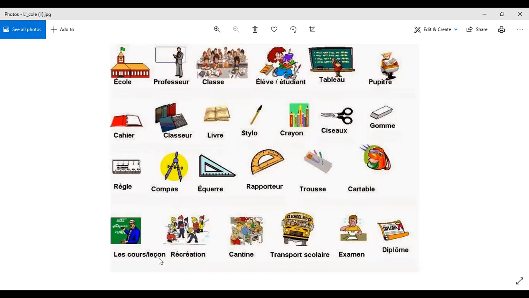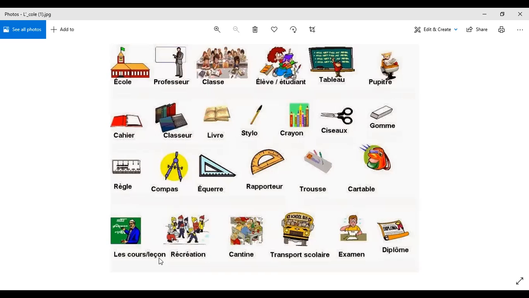Use your English skill and give me the translation of this one. What does leçon mean? It looks like an English word, really very familiar, the very same word, lesson. So this is lesson. Leçon and lesson have most probably the same sound. And le cours, you can say le cours also, the course, okay?